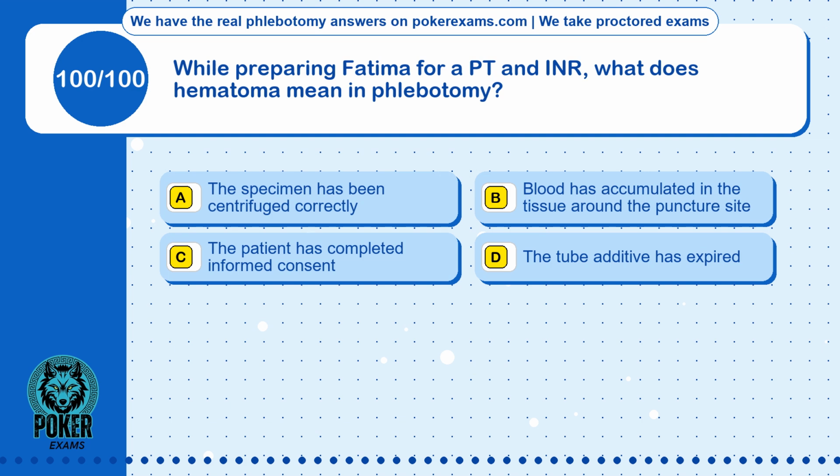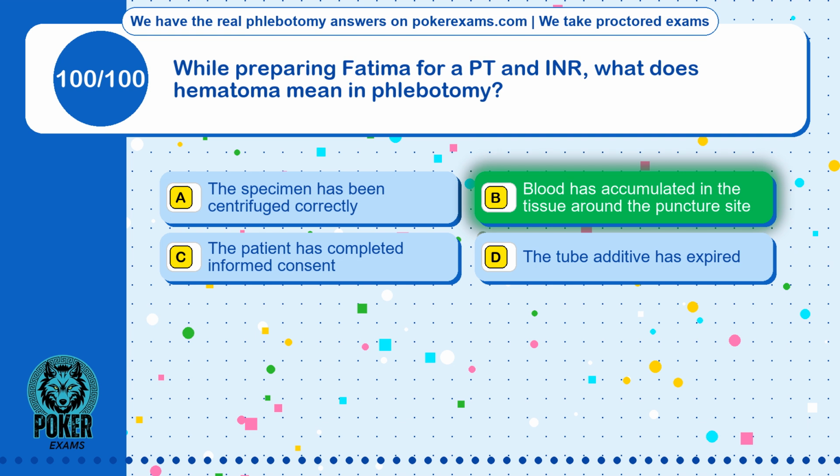Question 100. While preparing Fatima for a patient NINR, what does hematoma mean in phlebotomy? Option A. The specimen has been centrifuged correctly. Option B, blood has accumulated in the tissue around the puncture site. Option C. The patient has completed informed consent. Option D. The tube additive has expired.